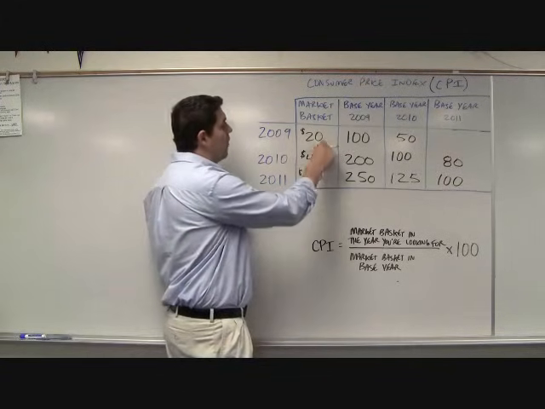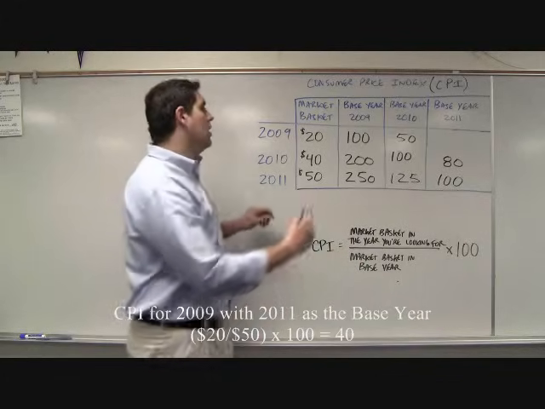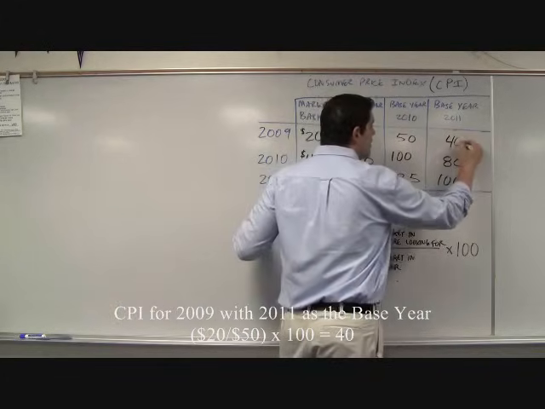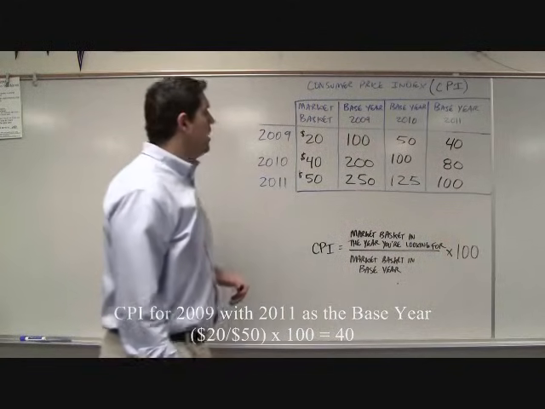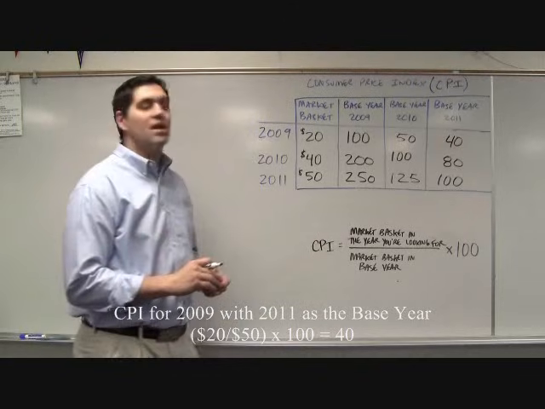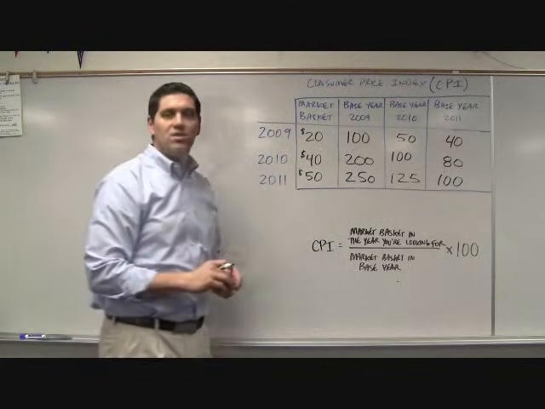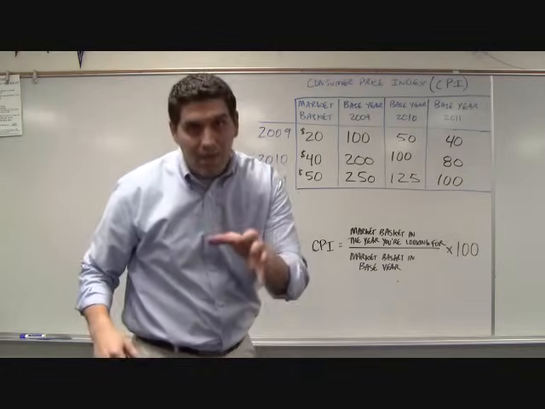Now it's the year you're looking for, which is 20 divided by 50, which is the base year. And that means prices were how much? Well, they were 60% less, right? So the CPI is 40. Prices were 60% less back in 2009 compared to the 2011 base year. Hopefully it makes sense. CPI, now it's time to practice.